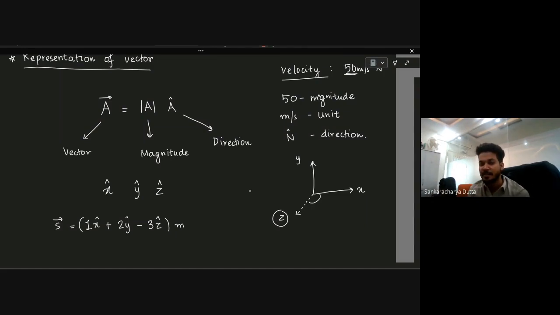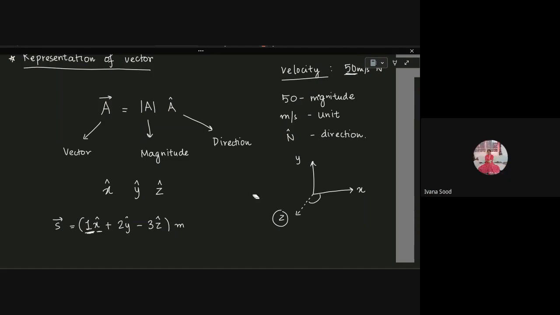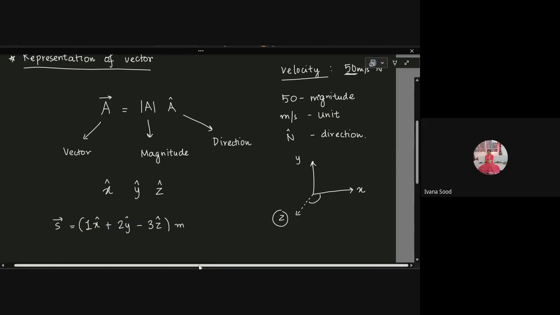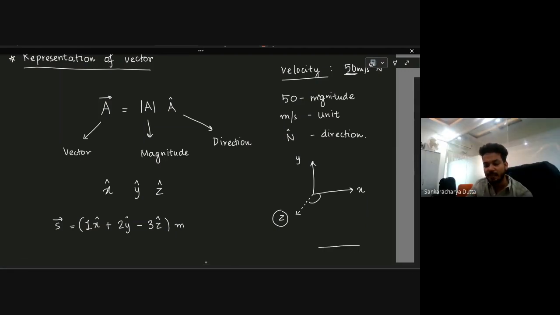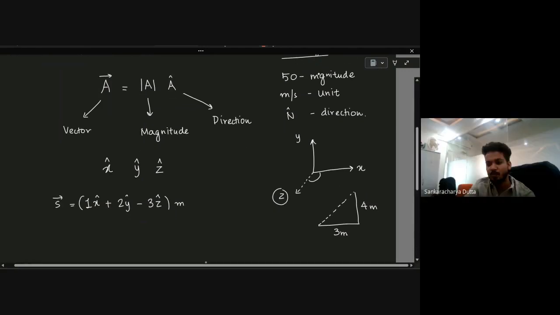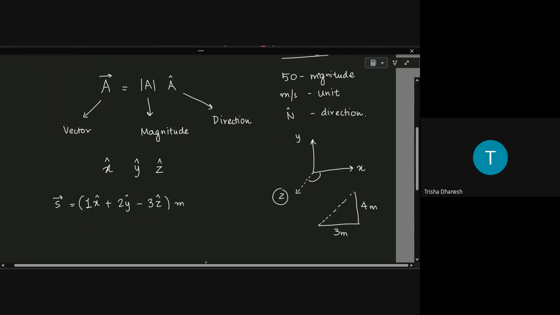If you have any doubt regarding this representation, please feel free to ask. Now notice here, 1 is the magnitude, x cap is the direction, 2 is the magnitude, y cap is the direction, 3 is the magnitude, z cap is the direction. Sir, can we add these, though they're in different directions? No, we cannot. For example, if you went 3 meters to the right and 4 meters in the forward direction, what will be the displacement? Will it be 5 meters? Will it be 7? No, 7 would be the distance.